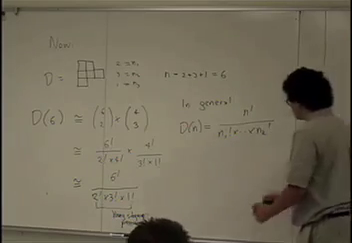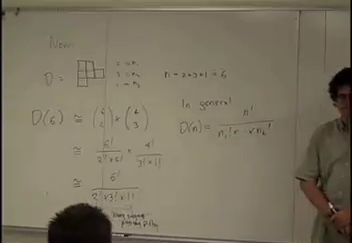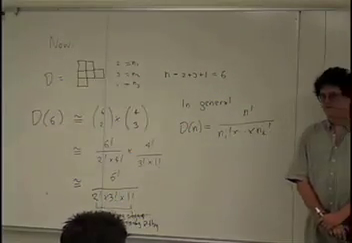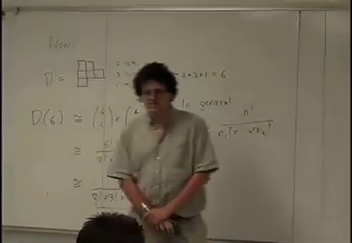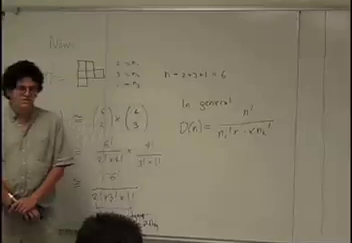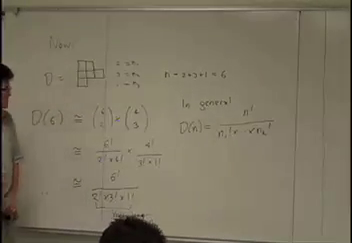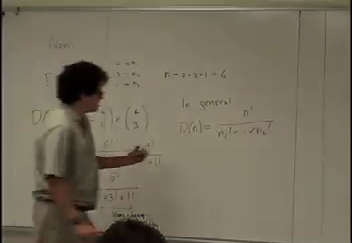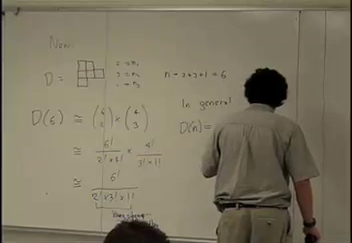Okay. What's this kind of number called, or what should it be called? It should be called a multinomial coefficient, and it is called a multinomial coefficient. So that's the generalization of binomial coefficients.